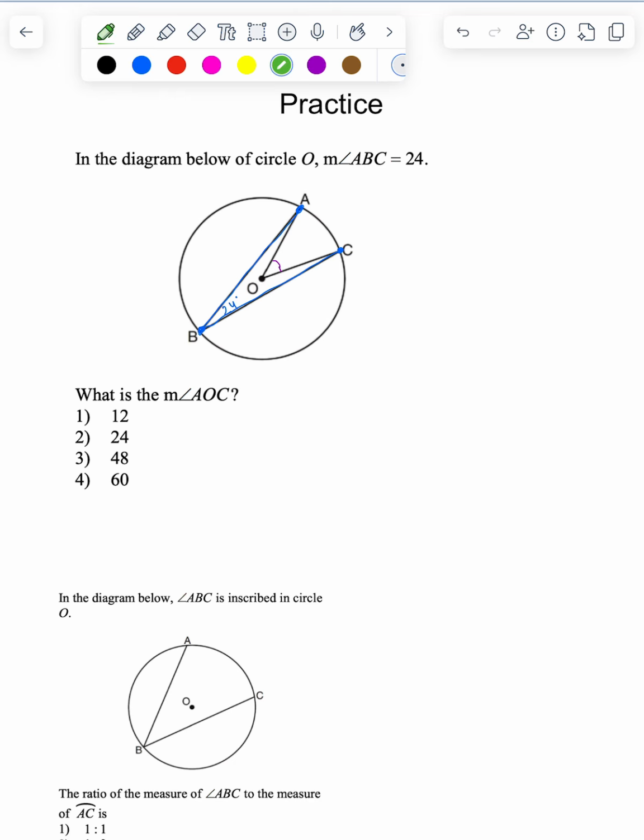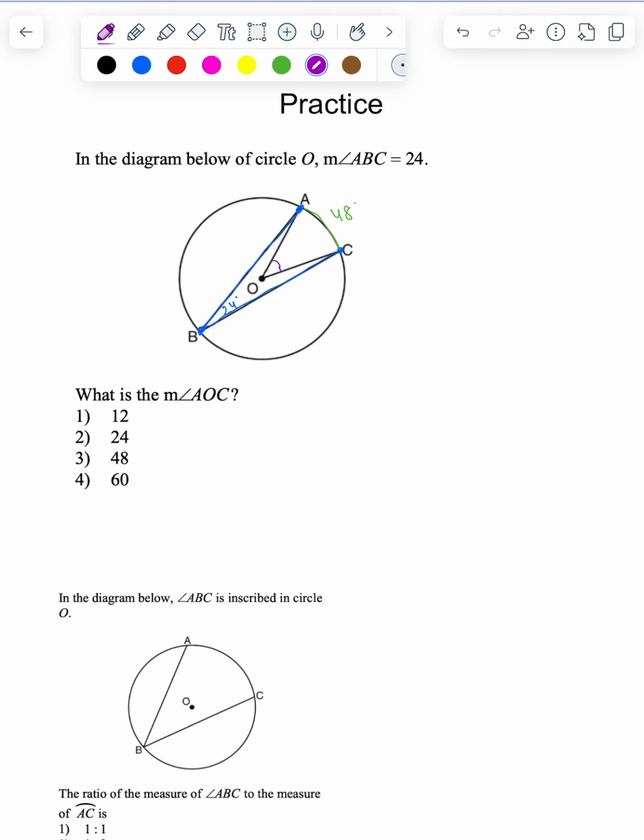And if I look at where the angle is touching the circle, that tells me where the intercepted arc is for that inscribed angle. So the intercepted arc for inscribed angle ABC is arc AC that I just highlighted in green. Using the fact that inscribed angles are half of their intercepted arc, I know that to get the intercepted arc, I need to double the inscribed angle. So I need to do 24 times 2, and that gives me 48 degrees.